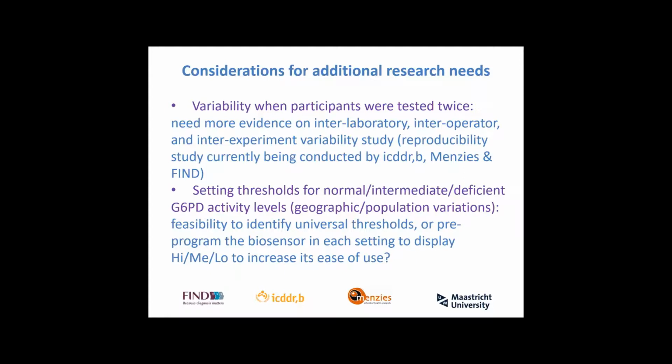So consideration for additional research needs: variability when participants were tested twice, perhaps need more evidence or an inter-laboratory, inter-operator, or inter-experiment variability study. At present, icddr,b, Menzies, and FIND are working together on a reproducibility study. Setting a threshold for normal intermittent deficiency: feasibility to identify universal thresholds or pre-program the biosensor in each setting to display high, medium, or low to increase its ease of use, perhaps.